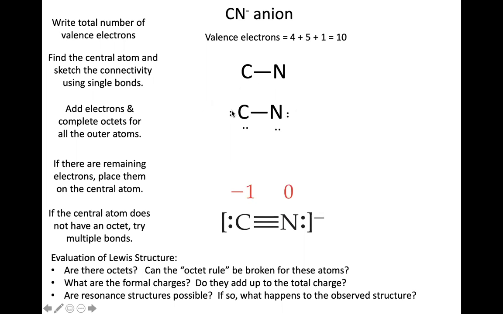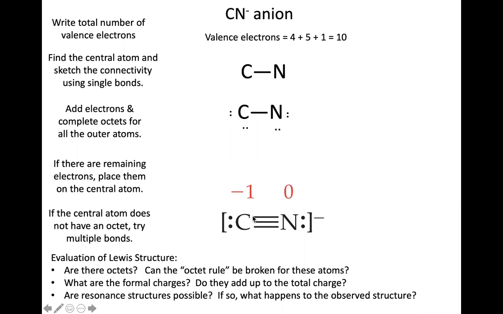Now, when I start to put them around here, I'm not liking that picture at all for octets. If I put 2, 4 on each side as lone pairs, I'm not getting octets for the carbon or the nitrogen. If I shift them in though and make a triple bond between the two of them, this now does work. This does work for octets.